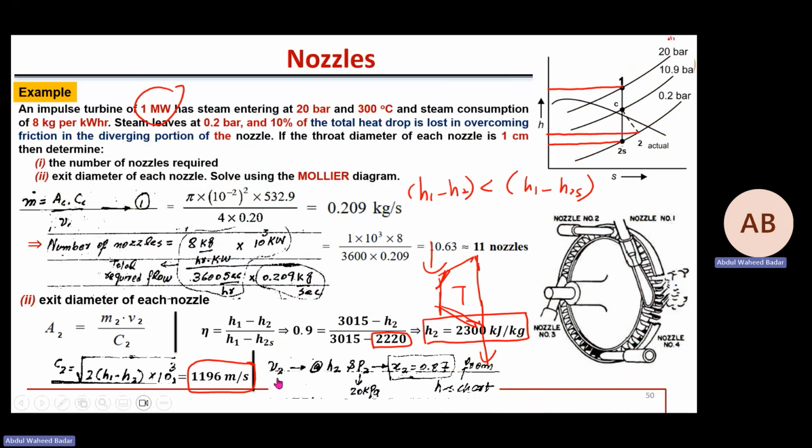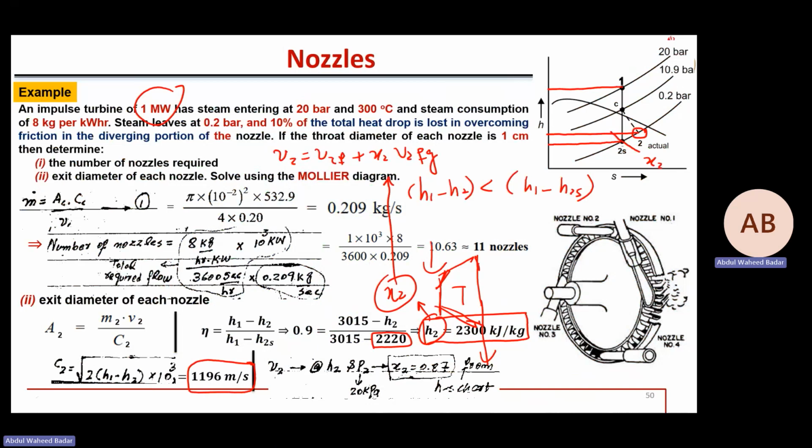Okay, now V2. For V2, there is that way which you already know, V2 equals Vf plus X2 Vfg. But what about X2? We can find out X2 for this point. What about this point? Yes, H2 is given. Find out X2 from here and use it here to find out V2. That's what we already know.